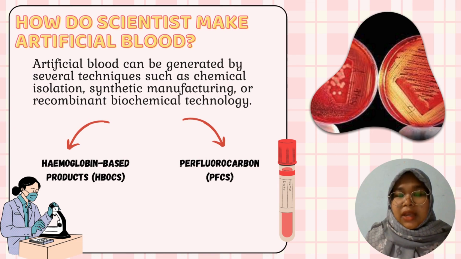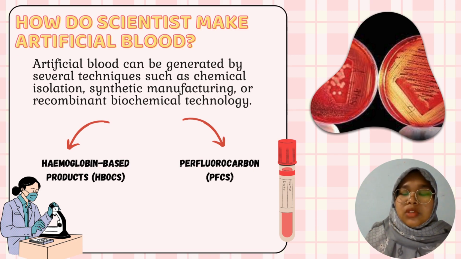How do scientists make artificial blood? Artificial blood can be generated by several techniques such as chemical isolation, synthetic manufacturing, or recombinant biochemical technology. The ideal artificial blood product has the following characteristics: first, it must be safe to use and compatible within the human body. This means that different blood types should not matter when an artificial blood is used. It also means that artificial blood can be processed to remove all disease-causing agents such as viruses and microorganisms.